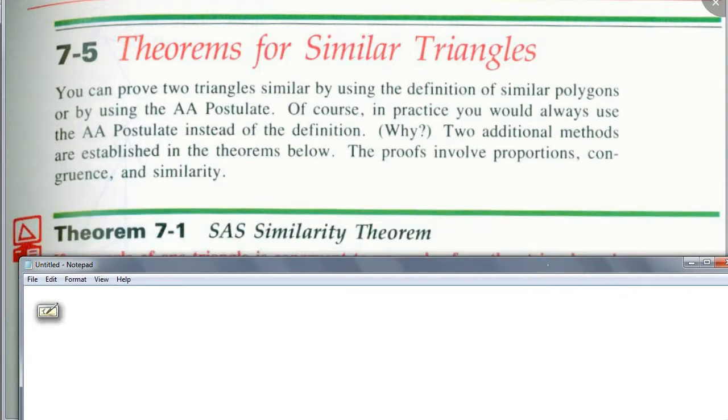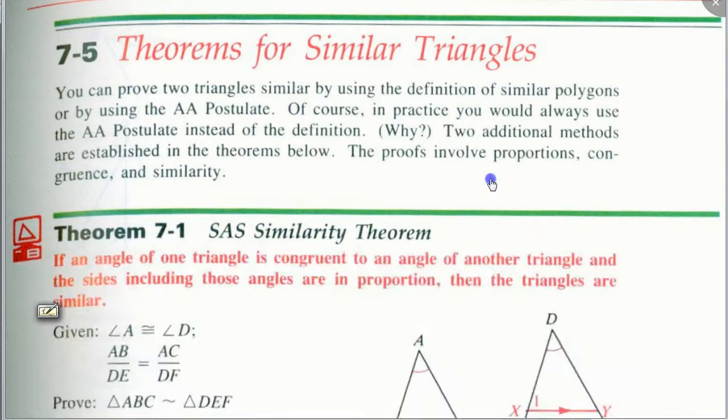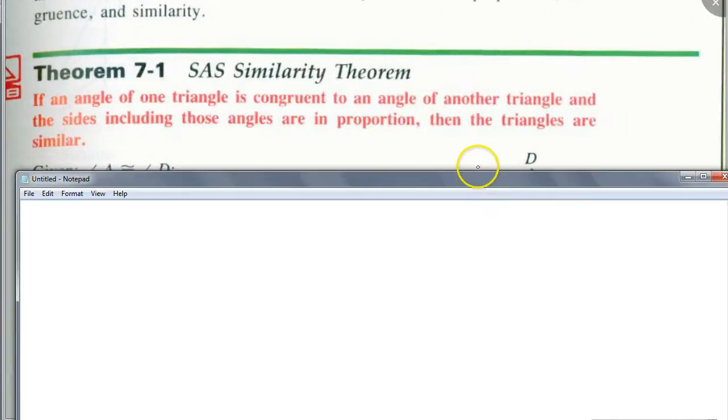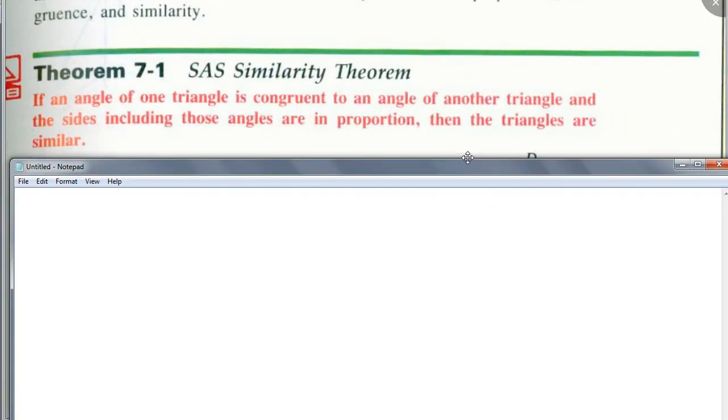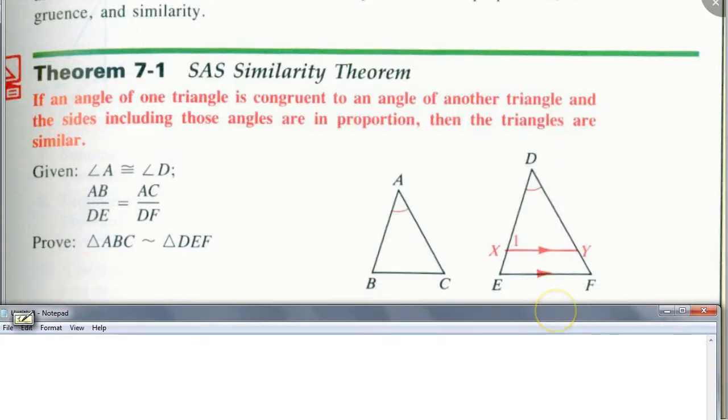It's called the side angle side similarity theorem, okay? It says, if an angle of one triangle is congruent to an angle of another triangle, and the sides including those angles are in proportion, then the triangles are similar. So what does it mean? Well, here's a picture. It makes sense why it's called the side angle side similarity theorem. As you read this theorem, you need the included angle to be congruent, and what about these two sides that include those congruent angles? They have to be in proportion.